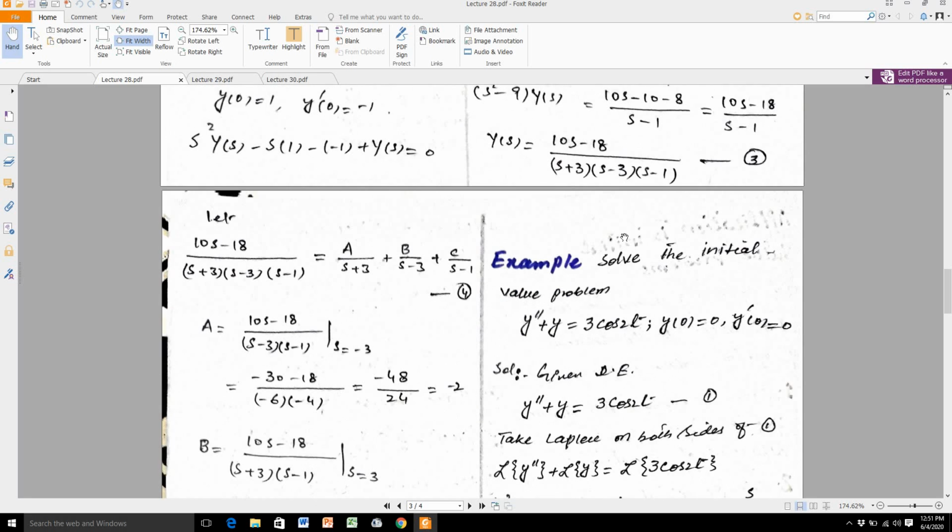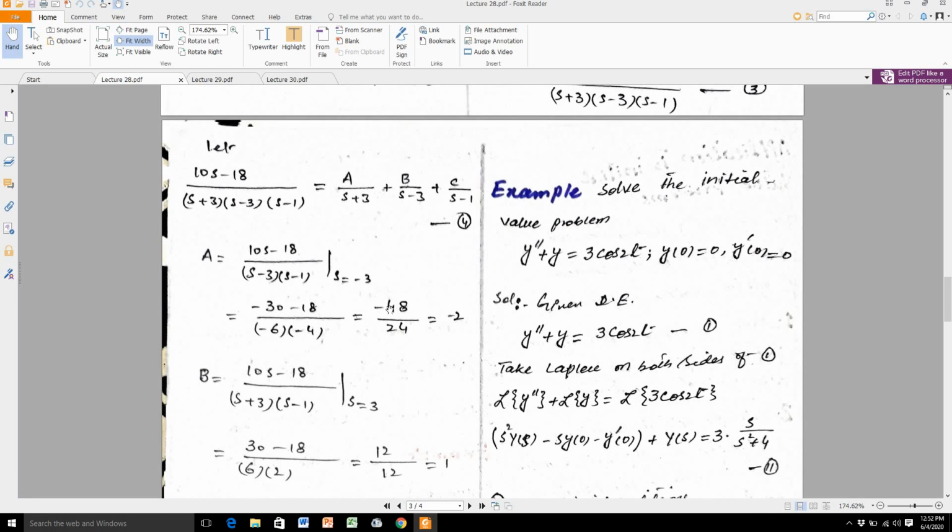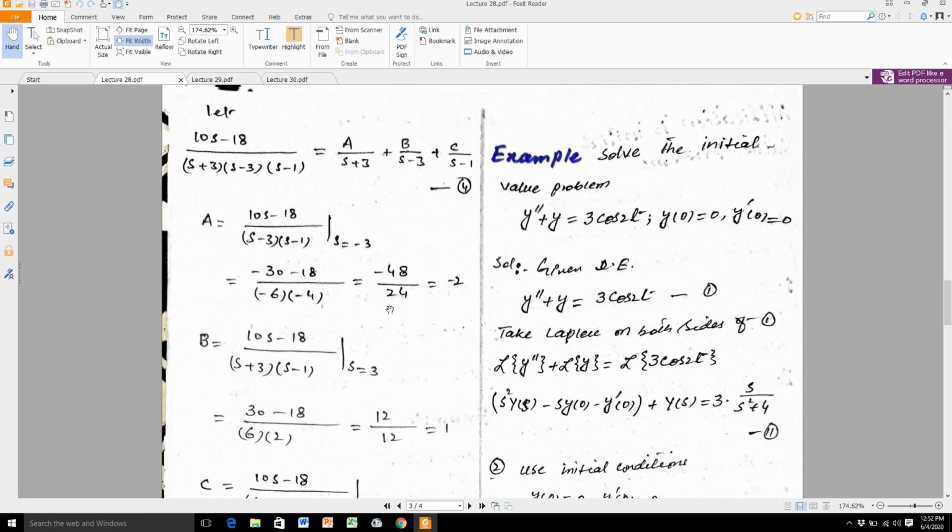Now what we have to do here, we have to solve the right hand side of equation number 3 by using partial fractions. So let 10s minus 18 over s plus 3 into s minus 3 into s minus 1 be equal to A over s plus 3 plus B over s minus 3 plus C over s minus 1. Say this is equation number 4. And then we individually find the values of the unknowns A, B and C.